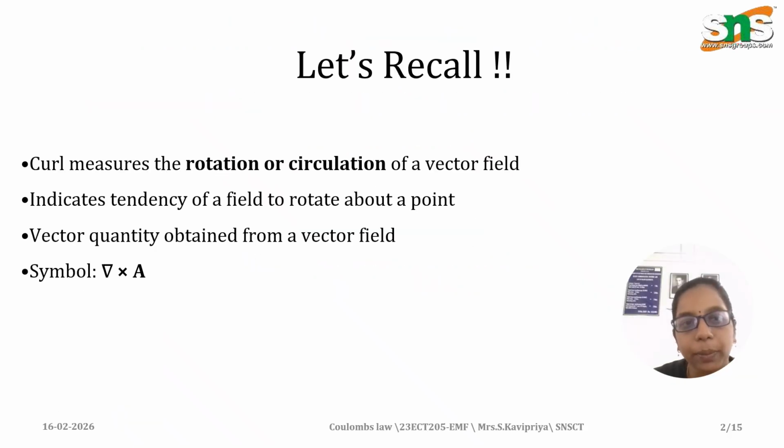Before starting with the presentation, let's recall the curl that we discussed in the last topic. Curl measures the rotation or circulation of a vector. It is a vector quantity. When we apply a curl on a vector, we get a vector as an output. It is represented as del cross A, where A is a vector.